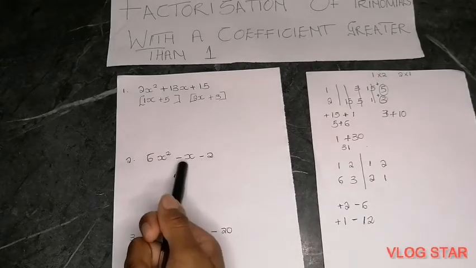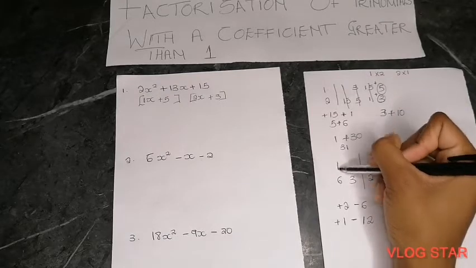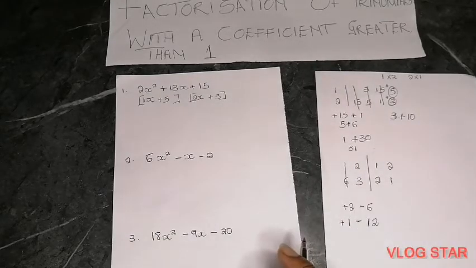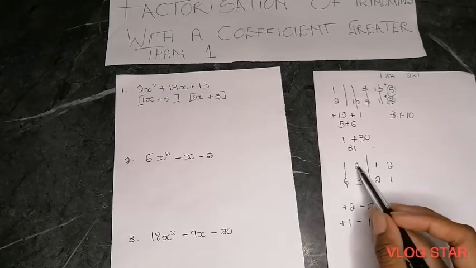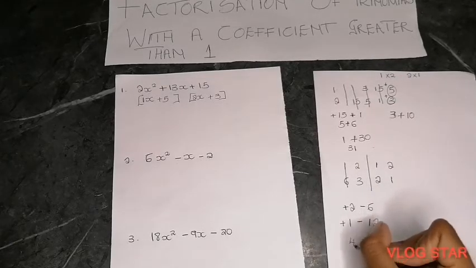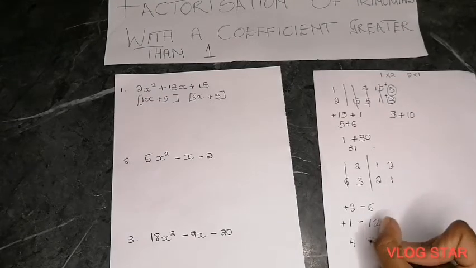And then 1 minus 12, it's negative 11. Do we have a negative 11 here? No, meaning that it is not working for us. So the 1 and 6, they're not working for us. And then we're moving on to 2 and 3. 2 times 2 is equal to 4. 3 times 1 is equal to 3.